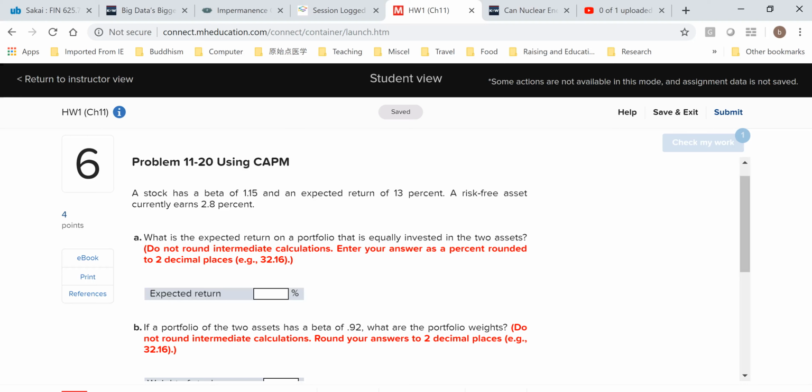This is question number 6, problem 11-20 of session 1, chapter 11, homework 1. A stock has a beta of 1.15 and an expected return of 13%. A risk-free asset currently earns 2.8%. A, what is the expected return on a portfolio that is equally invested in the two assets?